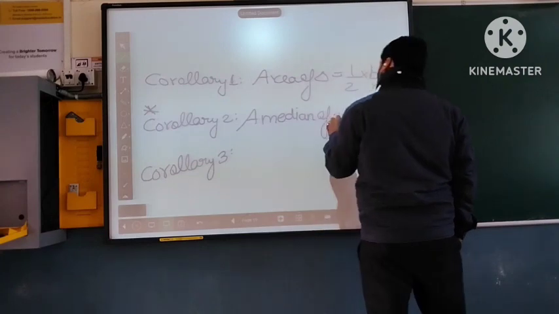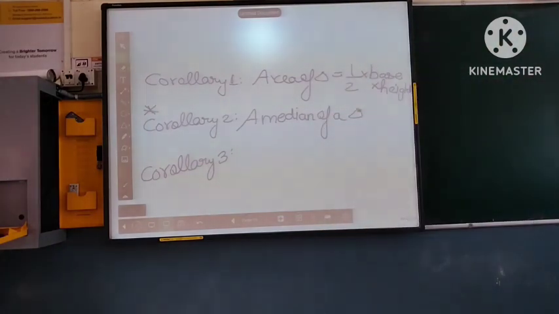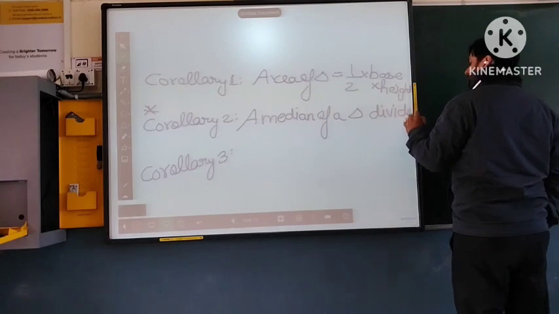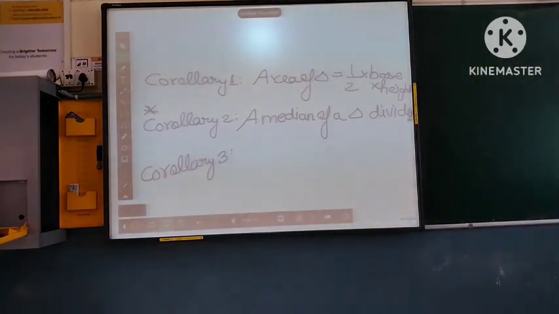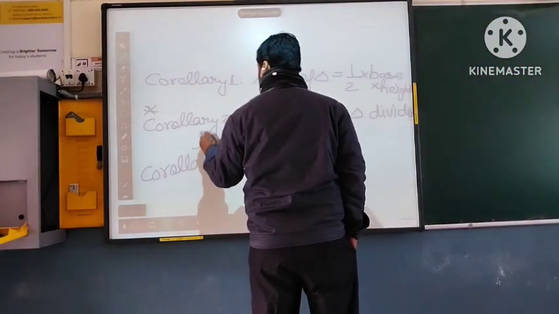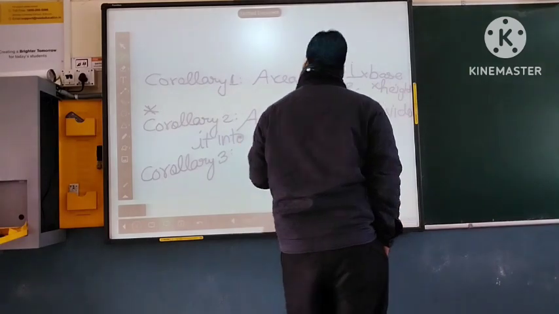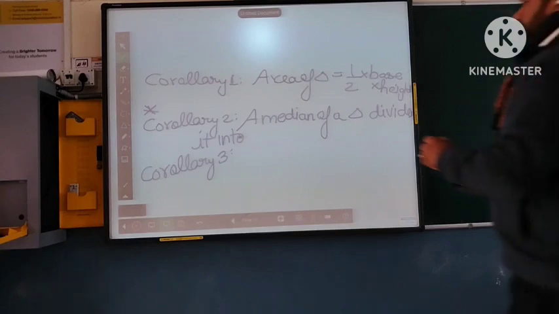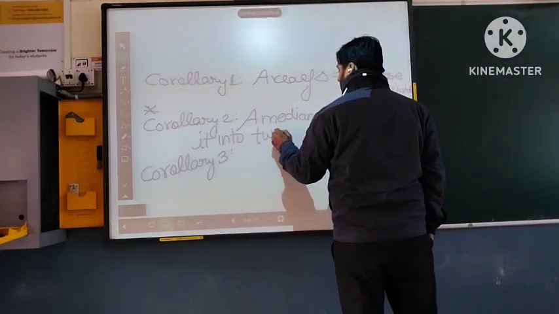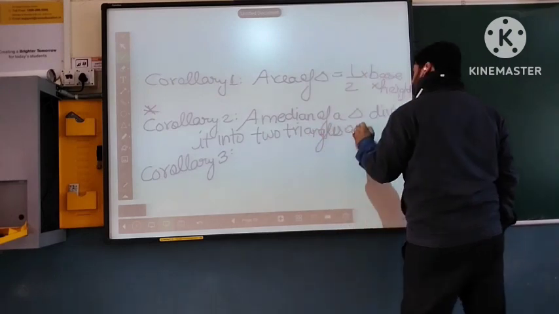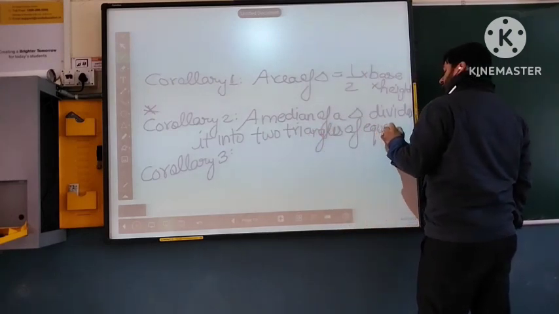Then corollary 2 states what? Corollary 2 is important, I made a star on this intentionally. A median of a triangle. We have proved so many questions in congruence where a median was drawn and you have proved those two triangles are congruent. Inside the triangle only one median was drawn. So a median of a triangle divides it into two triangles of equal areas.